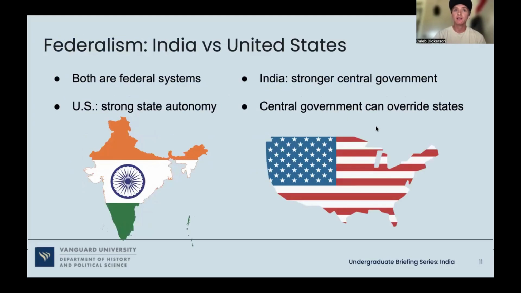So, federalism in India versus the United States. Obviously, they're both federal systems, where power is divided between national and state governments. However, the balance is a lot different. In the United States, the states have a lot of autonomy. They have their own Supreme Courts. They can challenge the federal government and make their own laws. However, in India, the federal government is much stronger.